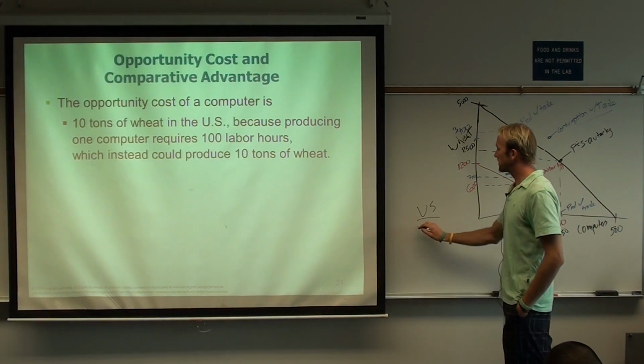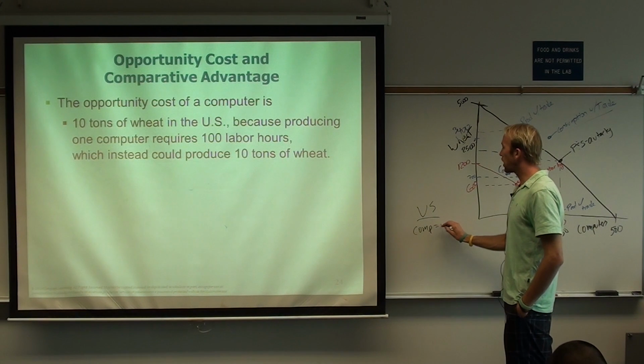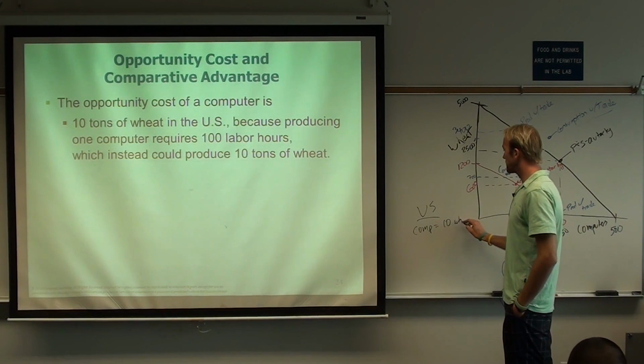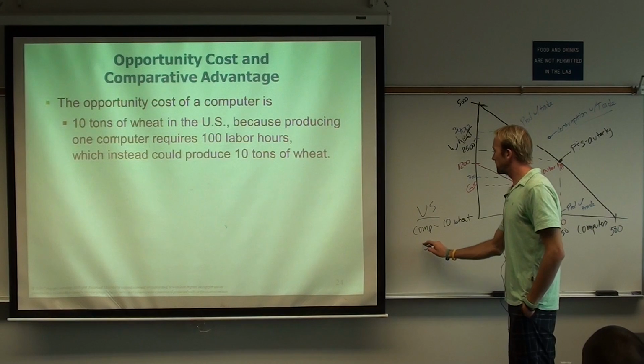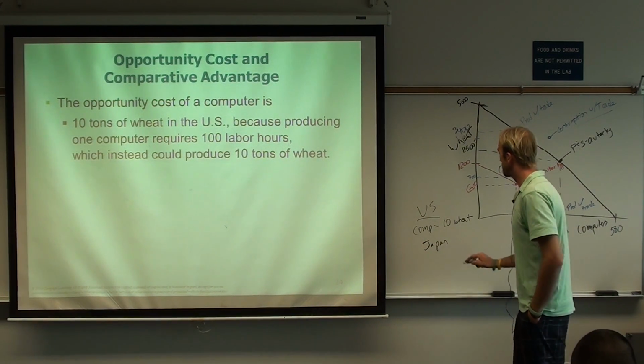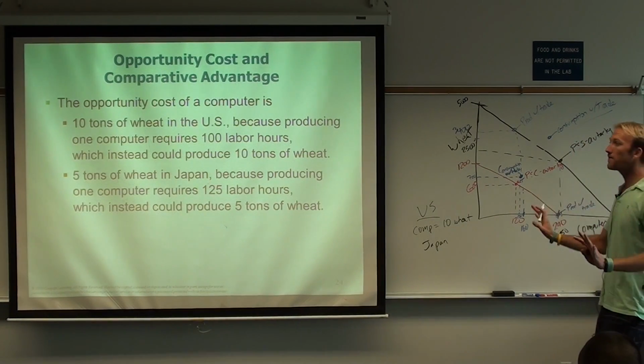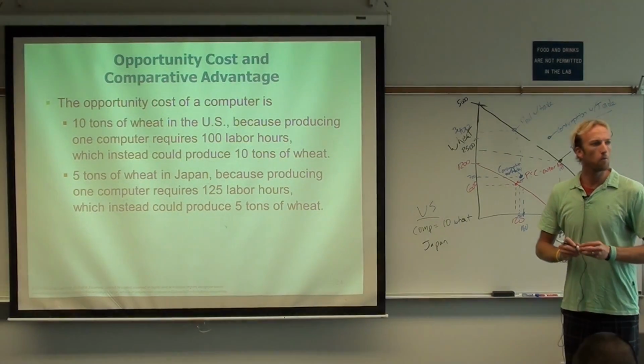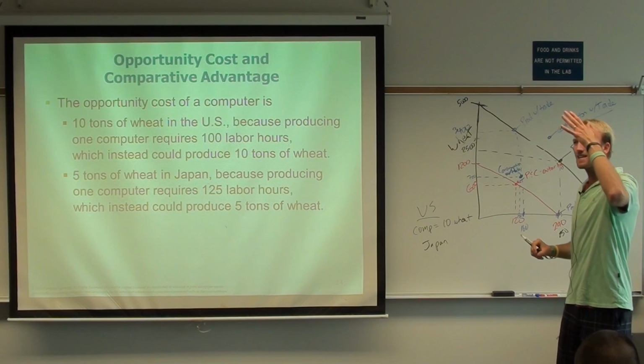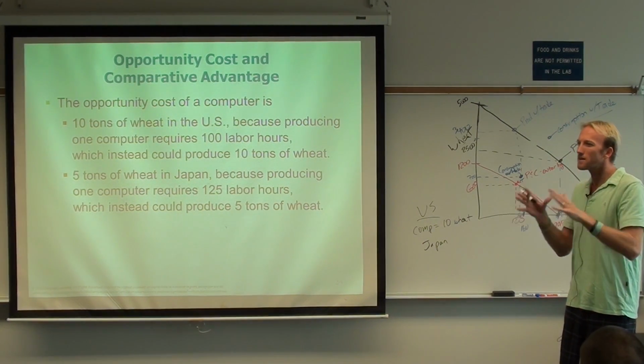In the US, a computer costs 10 tons of wheat. Okay, in Japan, on the other hand, it only costs 5 tons of wheat. Now why? Didn't we just say it took more labor hours in Japan to make a computer?